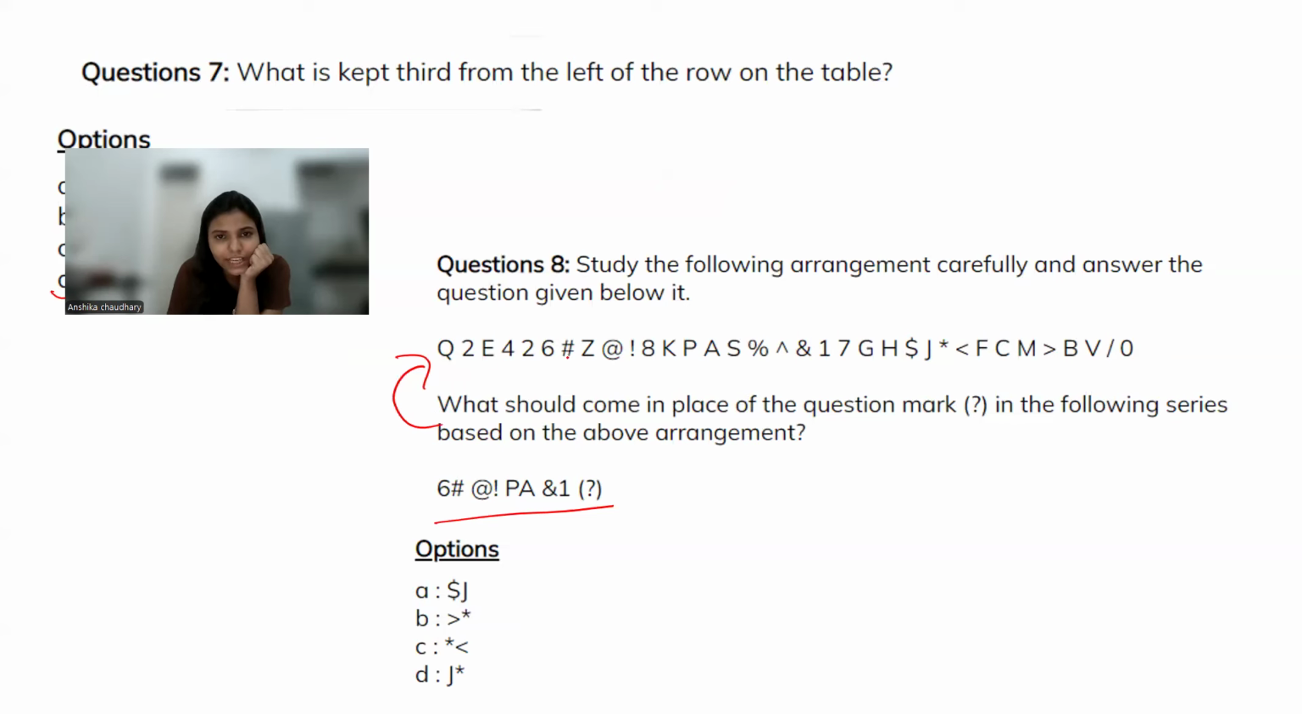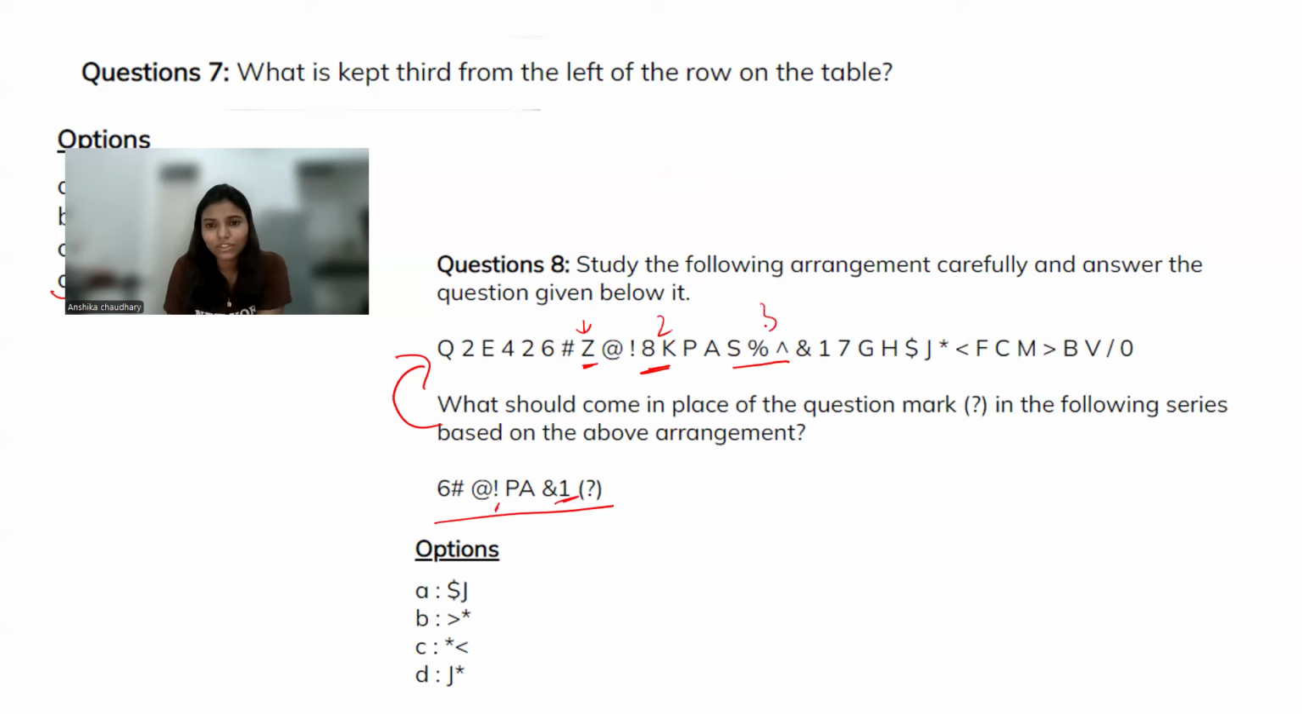So 6, 6, hash, then we have left one, right? We skipped one, then at the rate and exclamation mark, it is there only. Now we have skipped two elements. Now it is starting from PA, right? So PA is here. Now we have skipped three elements, 1, 2, 3, then it is at the, sorry, and one. Okay, now it is a kind of series.